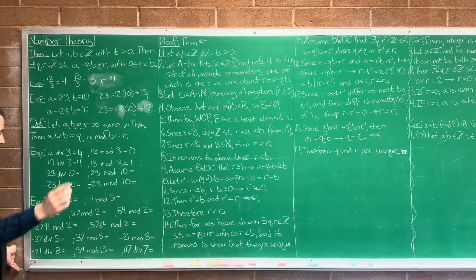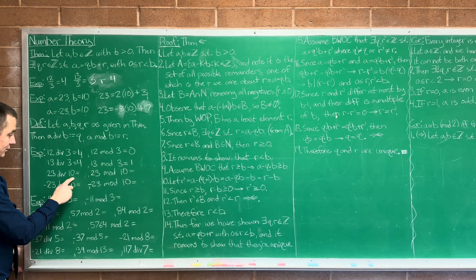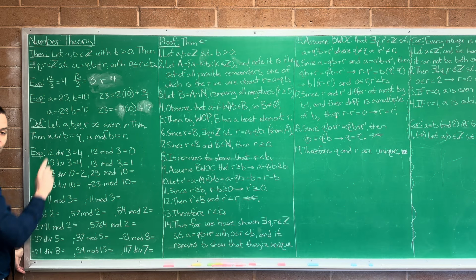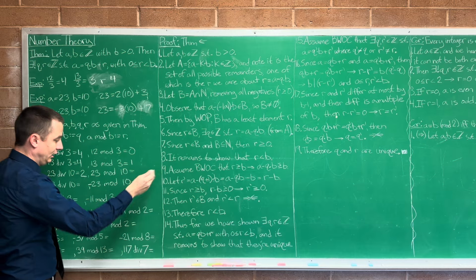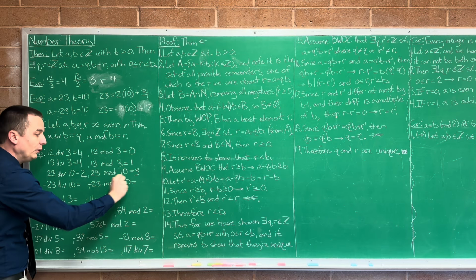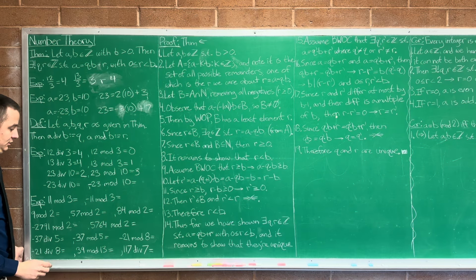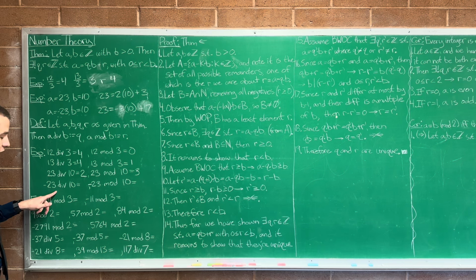Good? All right. 23 div 10. How many times does 10 go into 23? Twice. That's all it's asking. What's the quotient part? So this is saying ignore the remainder. What's the answer? 2. Correct. All right. And then 23 mod 10 is? 3. It's saying now all we care about is the remainder. All right. Back to the start.